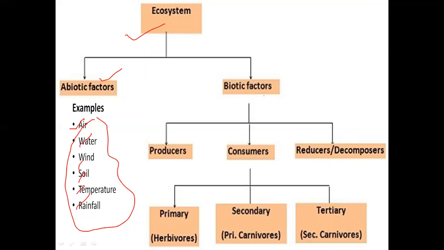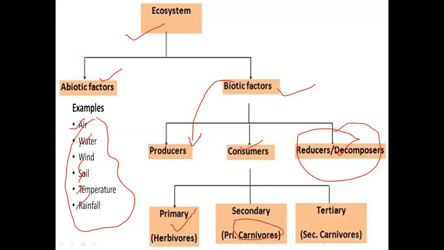Now we will see biotic factors. In biotic factors, number one is producers, which produce the food, then consumers, and then decomposers. We will talk about the decomposers in the last. Consumers also have different types. Primary consumers are called herbivores. Secondary consumers are called primary carnivores. Carnivores means they eat the flesh of others, like they kill the animals and then eat. And tertiary consumers are called secondary carnivores, as they eat them.